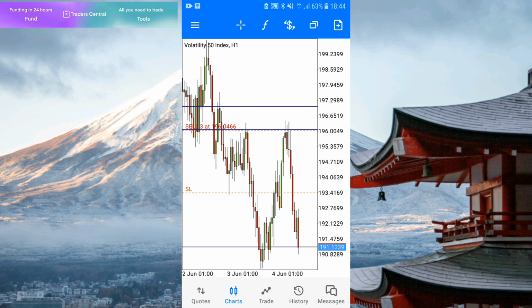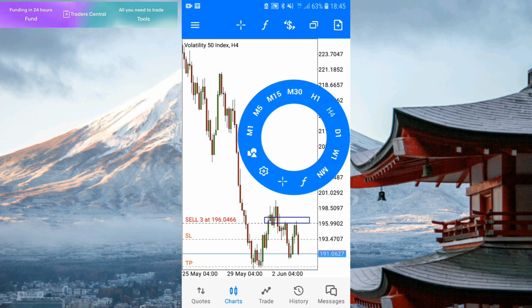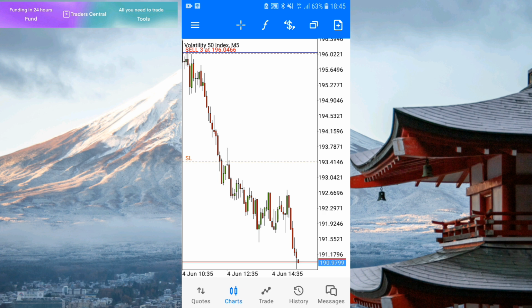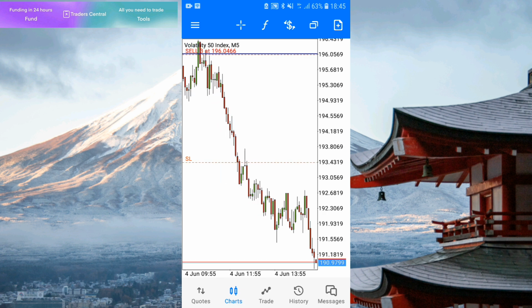Now this is a trade that I took today on 4th of June on VIX 50 index, and it is a real account as you can clearly observe.